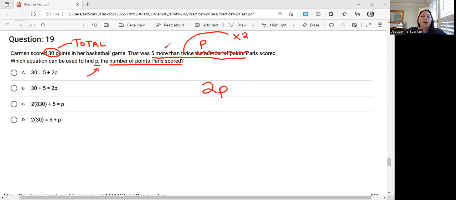Now I need 5 more than that. So I'm going to add 5 to it. And that 5 more than twice the number of points Paris scored was her total. And her total number of points scored was 30. So I am looking for the equation 2P plus 5 equals 30.